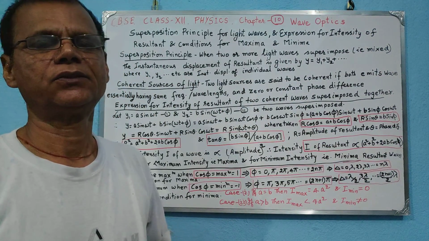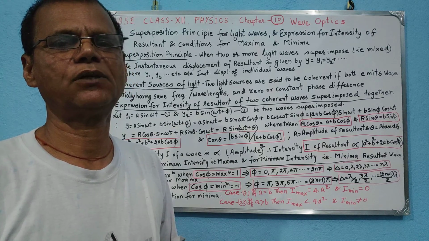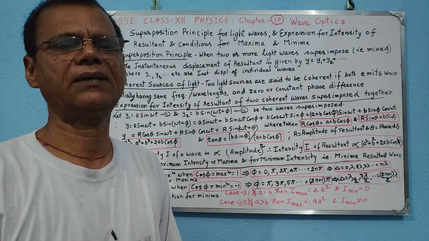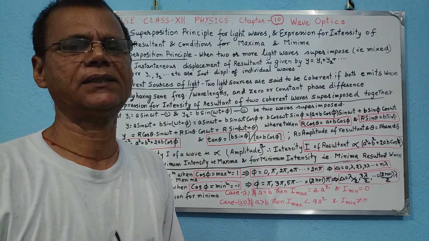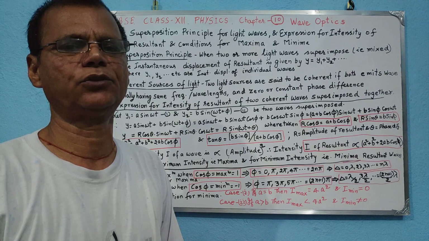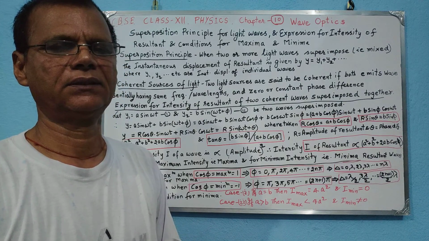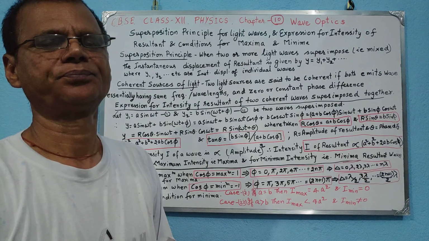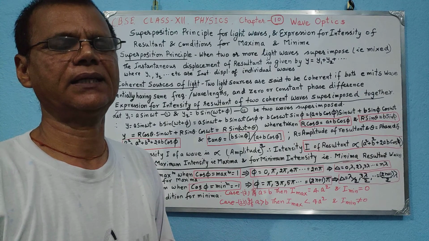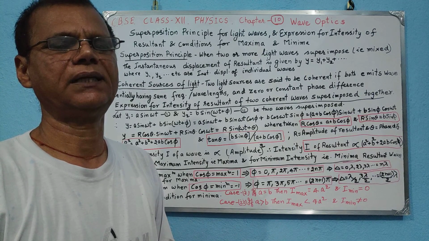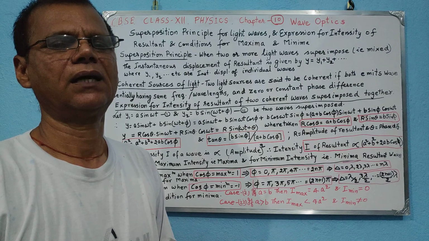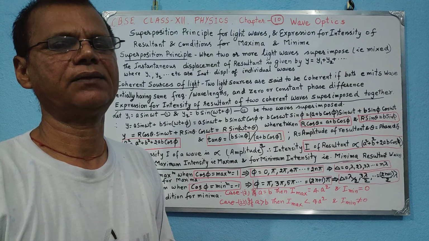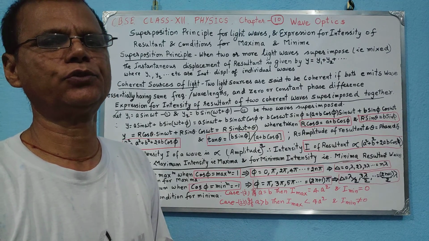Hello students, today we are going to learn about superposition of light waves, and we will also derive the expression for intensity of the resultant wave obtained due to superposition of the two waves. We will also discuss what coherent sources of light are, and then we will find the condition for obtaining maximum intensity and minimum intensity of the resultant wave due to superposition.